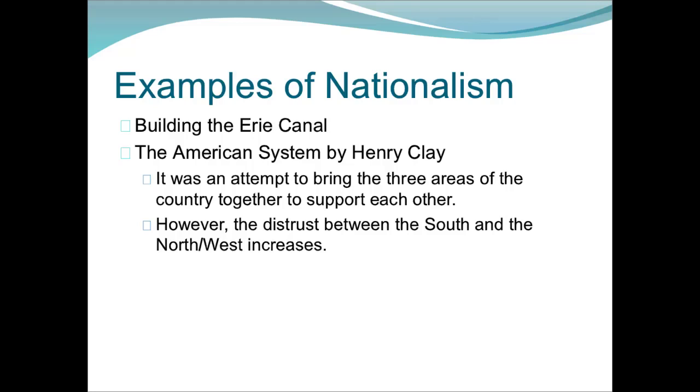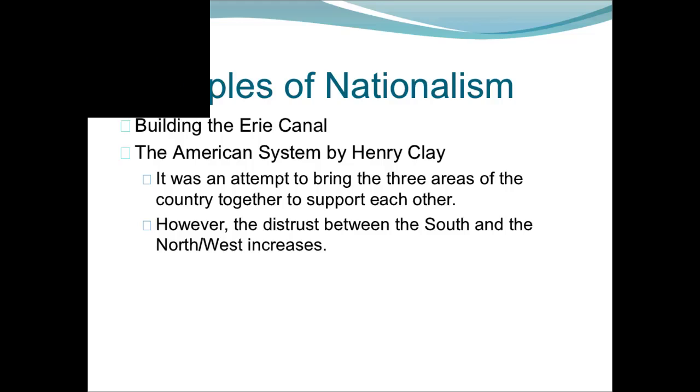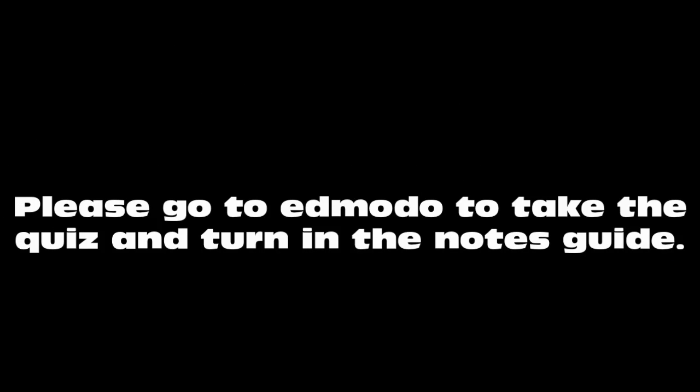This was an attempt to bring the three areas of the country together to support each other, meaning like the South might grow cotton, and then the North would make that into cloth and fabric, and then they'd be able to sell it. Or the West would produce food, and then the North would then trade it. Problem is the South doesn't really buy into the American System, and they want to get their stuff from Great Britain. This concludes the brief summary of 2.3.